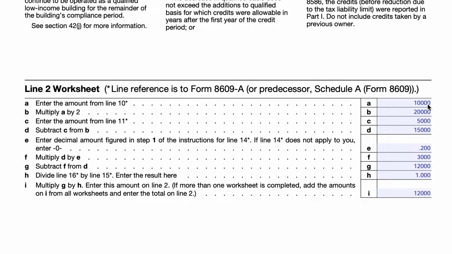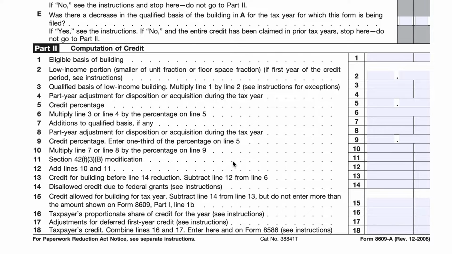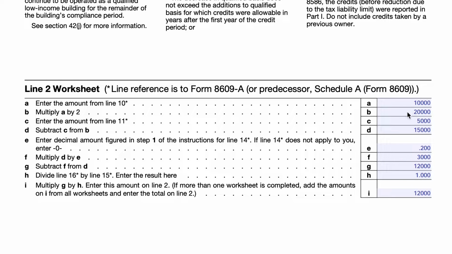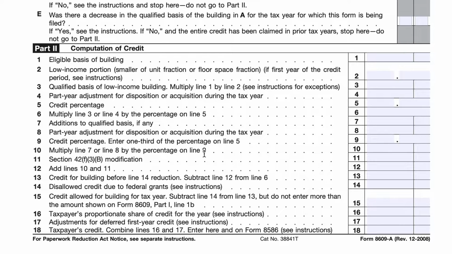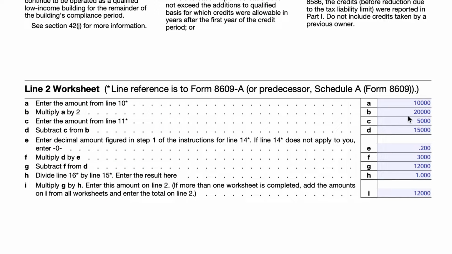So you would enter the amount from line 10, which in this case is the result of some computations, some calculations between line 7 or line 8 and then the percentage on line 9. So you would just enter this number right here. You're going to multiply that by 2, and then you're going to enter the amount from line 11, which is the section 42(f)(3)(B) modification. I simply put in $5,000. We're going to subtract that from the $20,000, and that gives us $15,000.